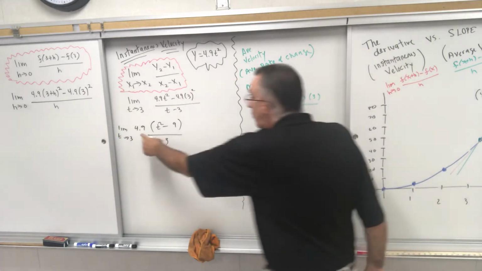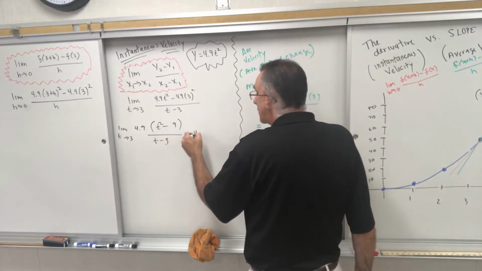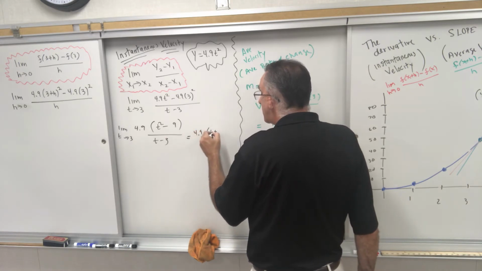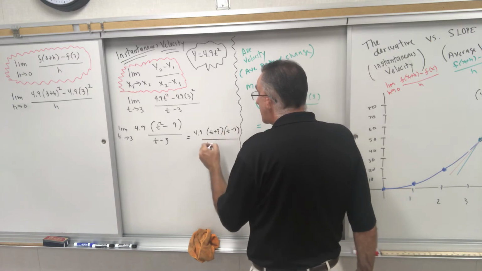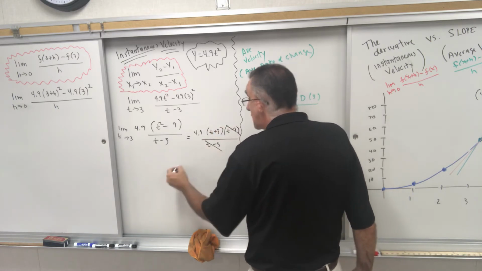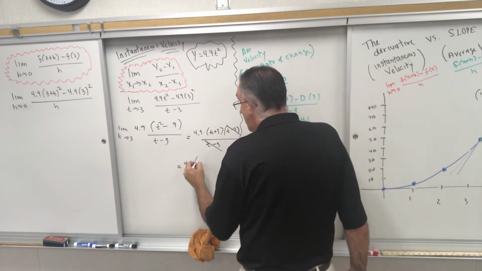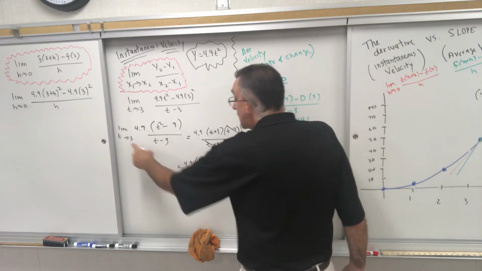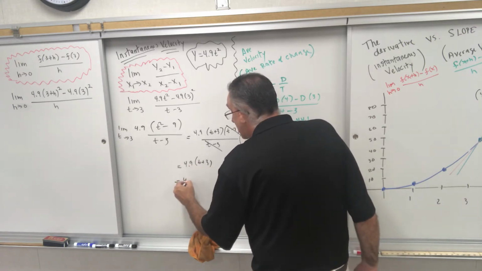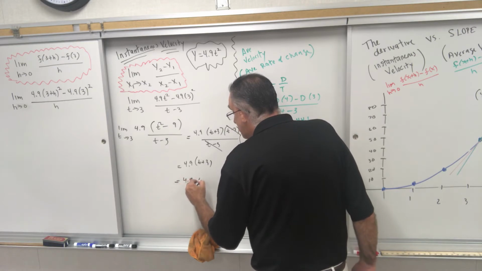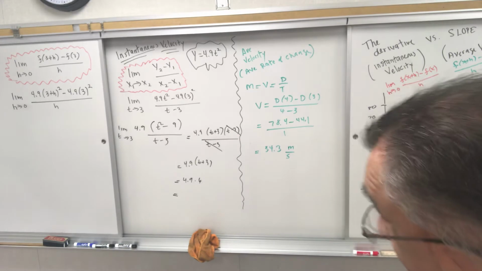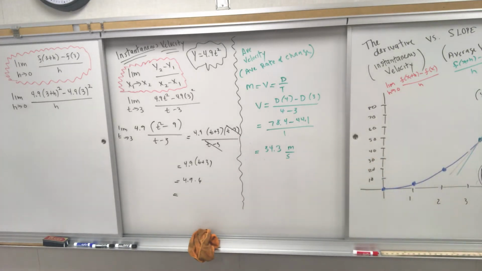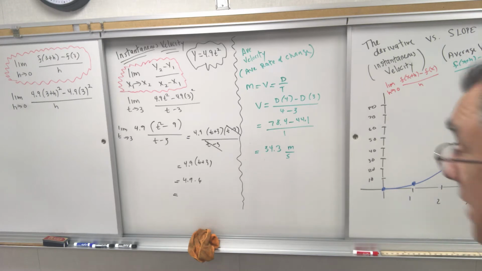Now, except for the 4.9, we've done questions like this before. Factor into t plus 3, t minus 3, over t minus 3, and the t minus 3's cancel. 4.9 times t plus 3. Then you put the 3 in, you get 6. 4.9 times 6. We're actually going to figure it out, right? 4.9 times 6 is 29.4.